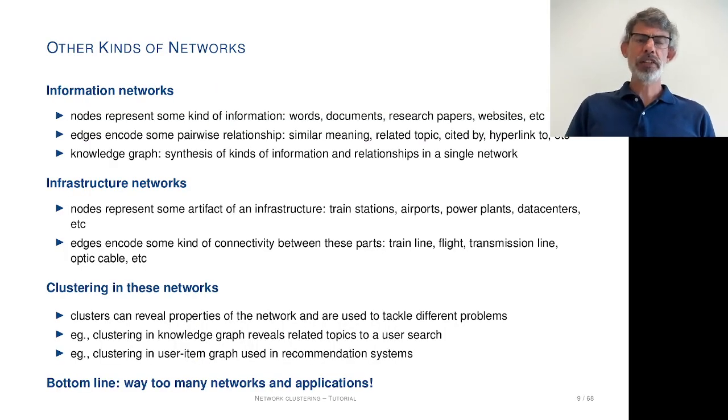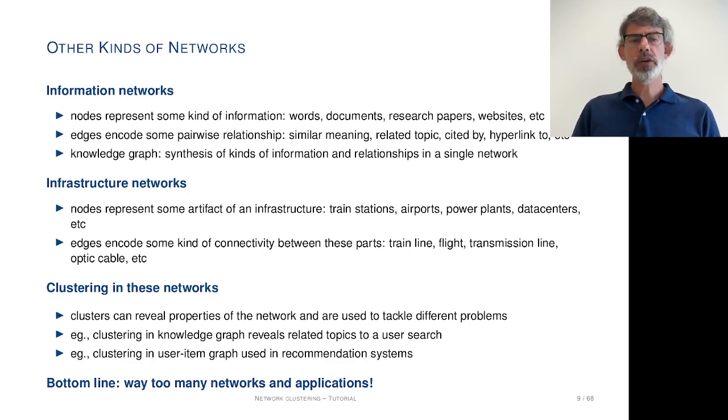So there are other kinds of networks, for example, information networks, where nodes represent some information, like a word, a document, a research paper, or a website, or whatever, and edges encode some pairwise relationship between these documents. For example, similar meaning, related topic, cited by, hyperlink to, and etc. One very important kind of information network is the knowledge graph. In this graph, we synthesize all sorts of information and relationship in a single network.